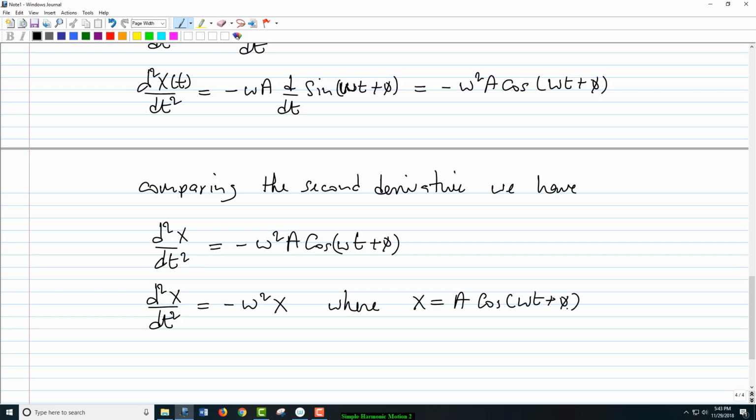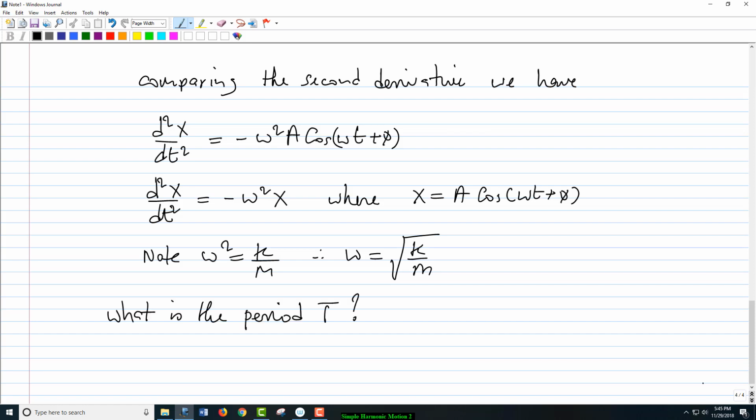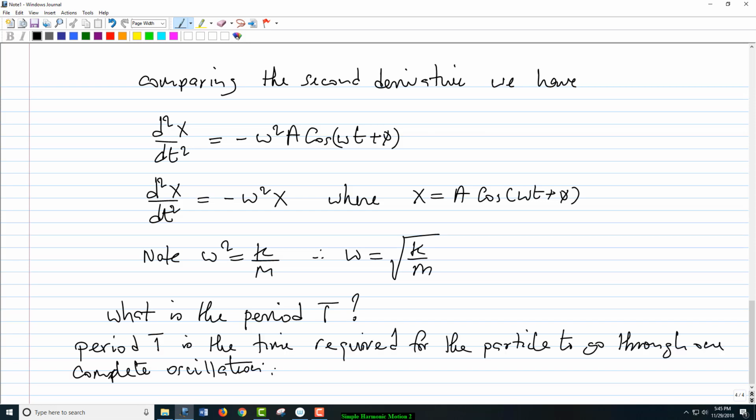And so by looking at it, we can see that this solution satisfies our differential equation. Note that omega squared is equal to k over m. Therefore, we can say that omega, angular frequency, is equal to the square root of k over m. We can now find a mathematical expression for the period of the motion. And the period is the time required for the particle to go through one complete oscillation. This time is of course measured in seconds.